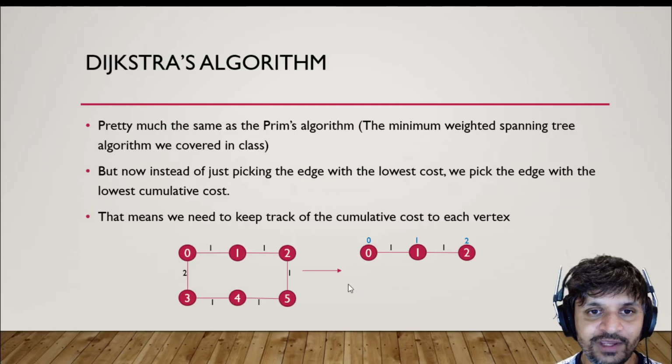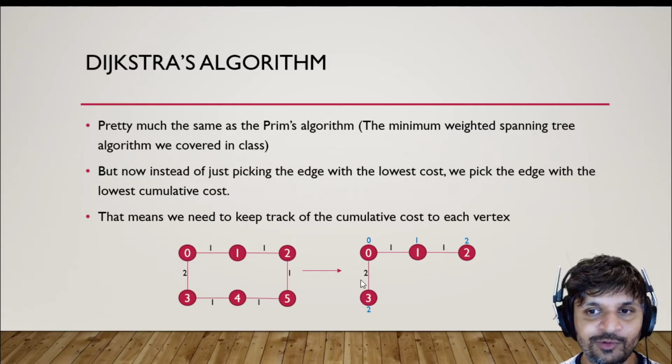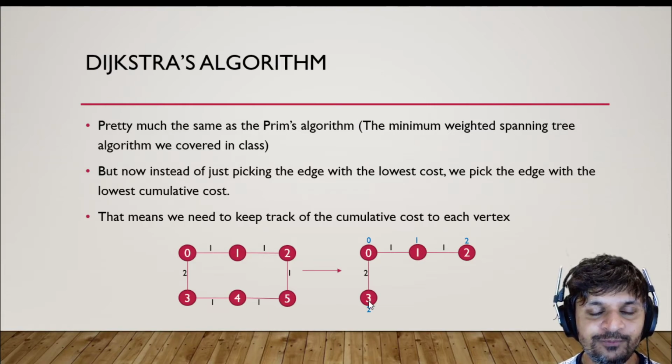Now the next choice we have is that we can either pick the edge 2, 5 or the edge 0, 3, right? Now the edge 2, 5 is going to cost us 2 plus 1, which is 3. And the edge 0, 3 is going to cost us 2. So the cheaper one is to pick 0, 3. Okay, so you can see how this differs now from the minimum weighted spanning tree algorithm. Because in the minimum weighted spanning tree algorithm, we would have picked this edge because we don't care about this cost so far. Okay, so we picked that one, which cost us 2.